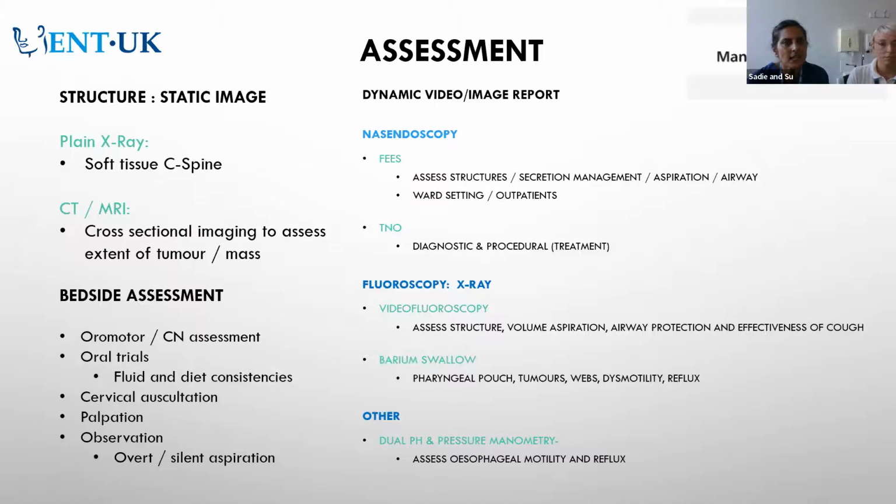So this is a busy slide about assessment, because there's a lot of assessment in dysphagia. So we will run through this. Basically, there's structure and there's dynamics. On the structure side, plain X-ray is useful really in the acute setting to look at whether there is a large object that's obstructing the airway, or any kind of foreign body there. CT and MR are really reserved for ruling out malignancies and growths, as already described.